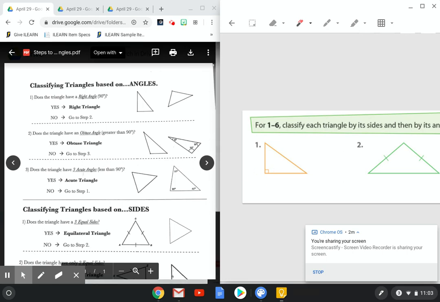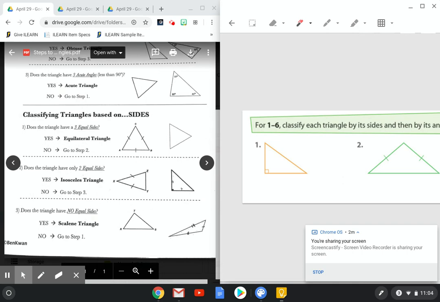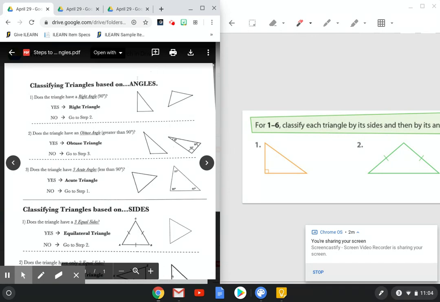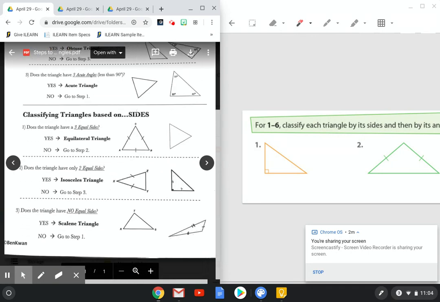We're first going to classify by sides. So I'm going to scroll down here. There are 2 different sections on this math notebook. The top section is classify by angles, and the bottom section is classify by sides. So I'm going to start right here. Question number 1. Does the triangle have 3 equal sides? Well, this side is not equal to this side, and this side is longer than the other 2. So I don't think I have any equal sides, let alone 3. So my answer is no.